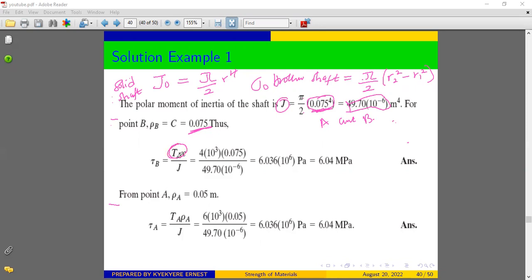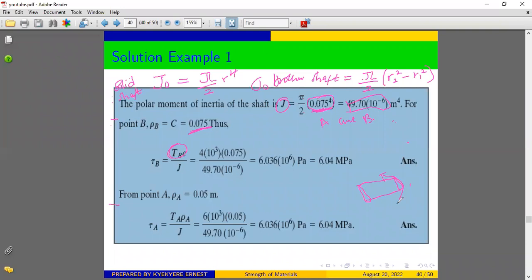the torque in BC, we just cut through the point B. And when we cut through the point B, our structure is like this. And so when we cut through the point B, a torque has been applied in this direction, like this, and we are told that the value of the torque is 4 kilonewtons. Sorry for this. The value of the torque is 4 kilonewtons.